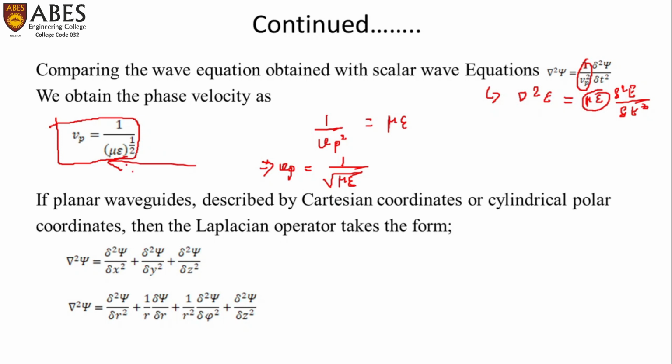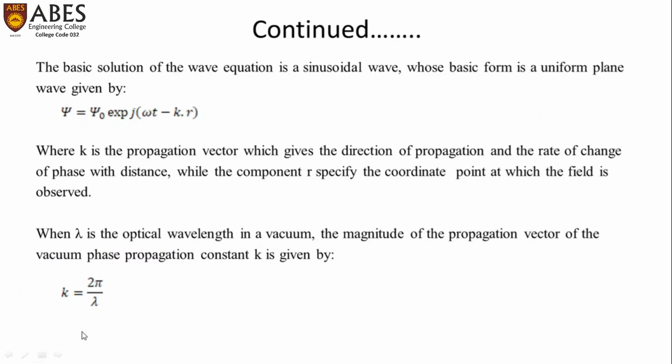So this is the equation for wave velocity, the phase velocity in a planar waveguide described by Cartesian coordinates or cylindrical polar coordinates. We can write the Laplacian in this form in Cartesian coordinates, and in this form in polar coordinates. And after solving the wave equation, we get the wave equation solution in this form, where this is our amplitude, omega is our angular velocity, t is the time, k is the propagation vector, and r is the coordinate point at which the field is observed. Or we can have k as our propagation constant, which is given by 2 pi upon lambda, where lambda is the optical wavelength, and 2 pi we already know.